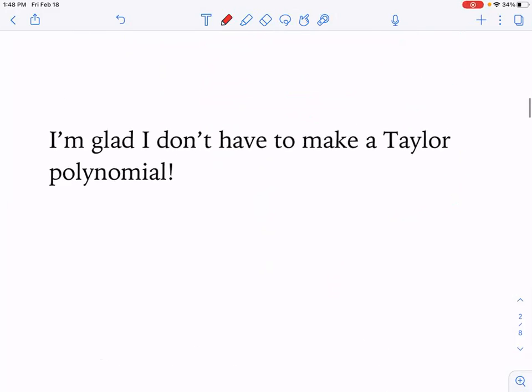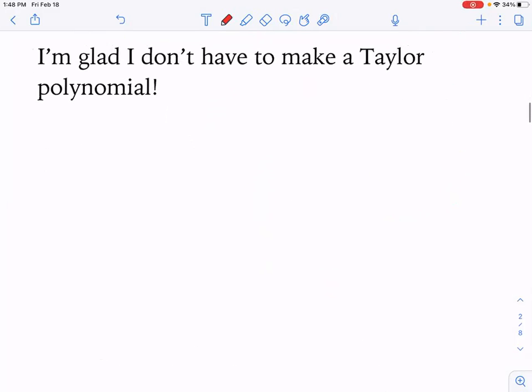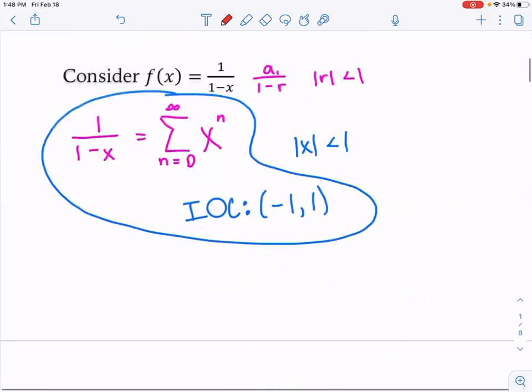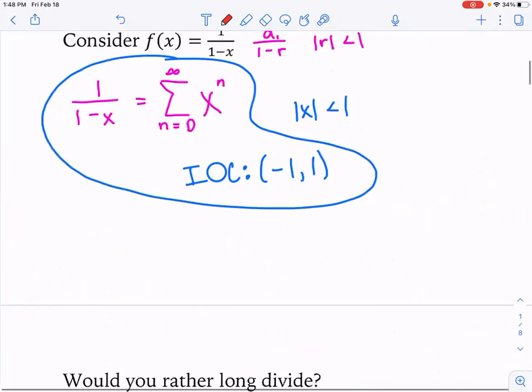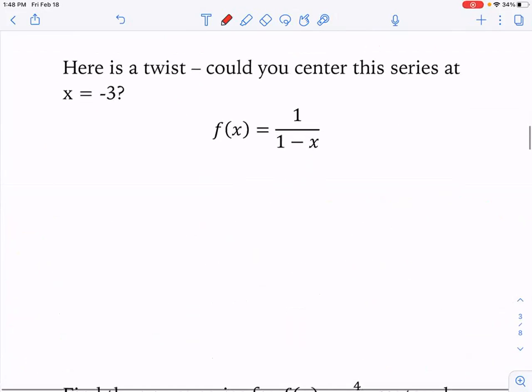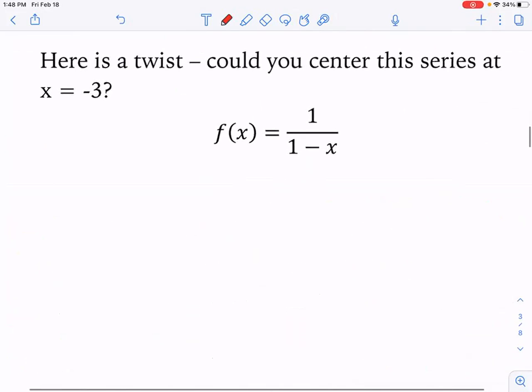Now, I'm glad I don't have to make a Taylor polynomial out of this, right? Isn't it nice not to have to make a Taylor polynomial? Yeah, but it has to be in this setting. We need to be able to use the a over 1 minus r.